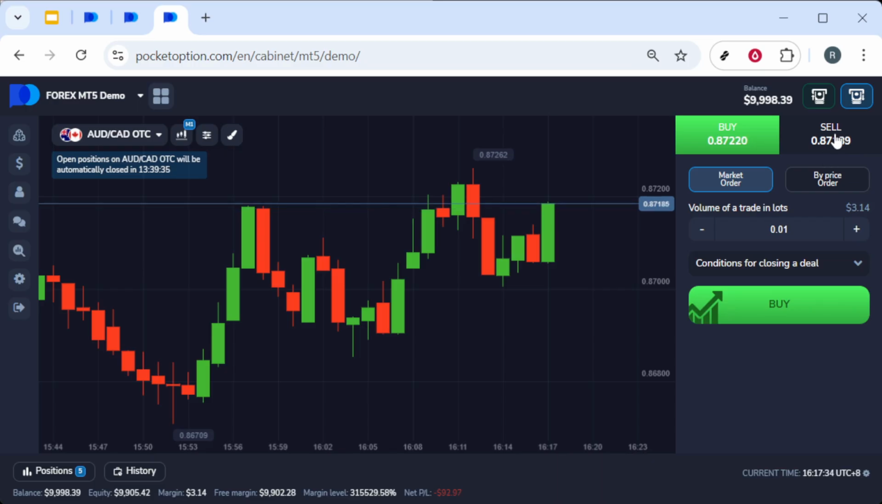You can close the trade manually at any time by hitting the close button, or let it close automatically when it reaches your predefined stop loss or take profit. That's all there is to it. Simple, structured, and focused on safety.